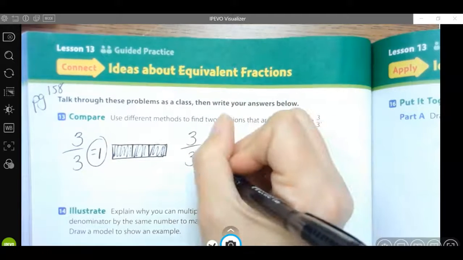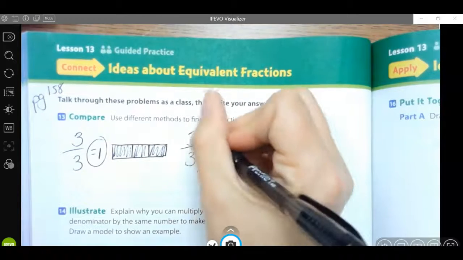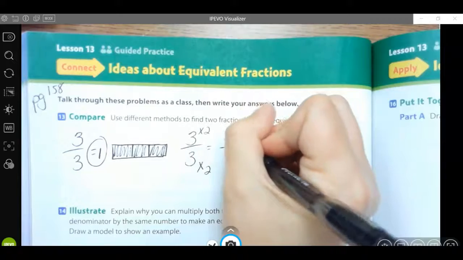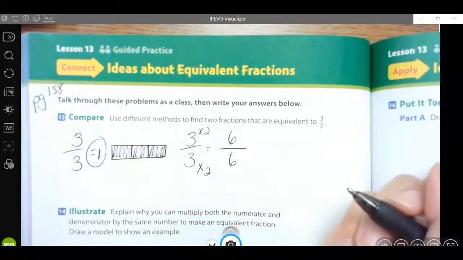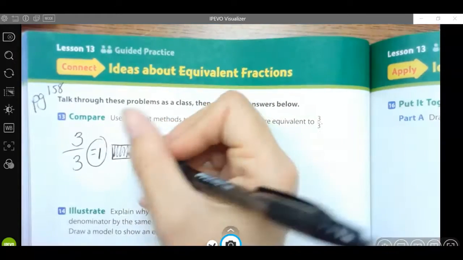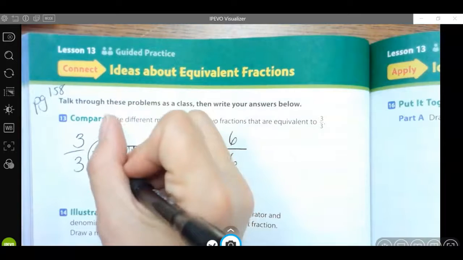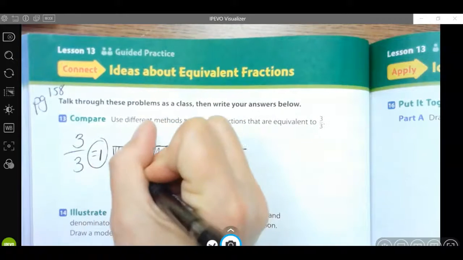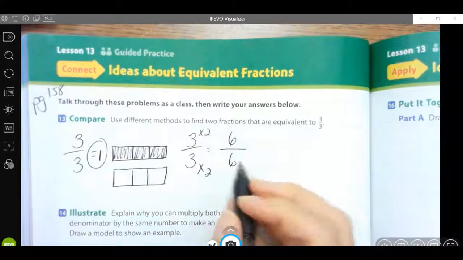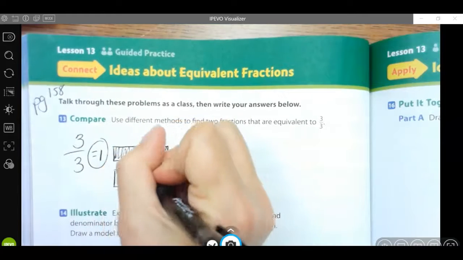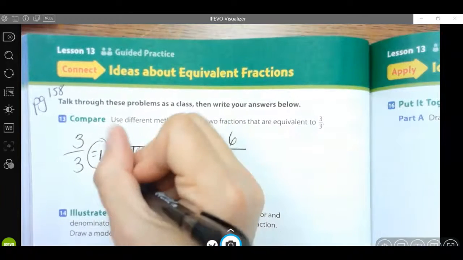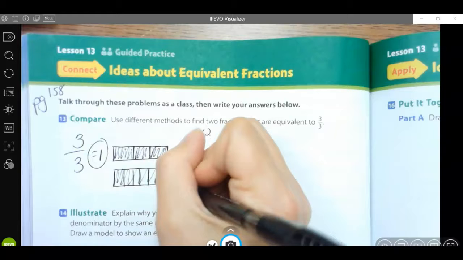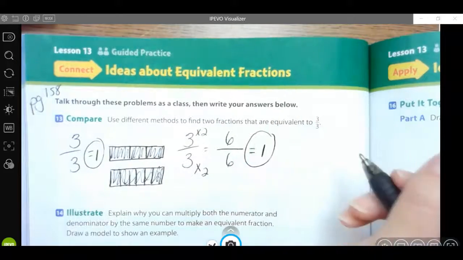What if we multiply this by 2? Multiply this by 2 would be 6, right? And then we could easily draw on our model 3 parts again, but it's actually 6 pieces, so just split this in half. And then all 6 shaded in, right? 6/6 can also equal 1 whole.